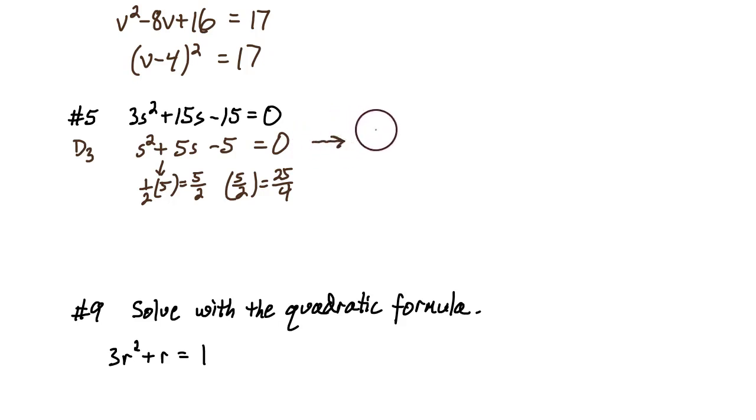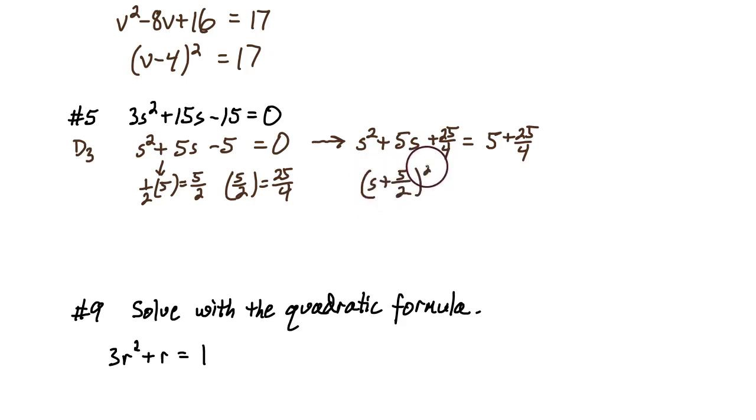So one way to make it easier is to add 5 over to the other side of the equation. And when you add that 5 to move it over there, leave a blank spot here. Now we can simply add in our 25 over 4 and compensate by adding 25 over 4 on the other side. This is our perfect square trinomial, and it factors as s plus 5 halves squared, and that's equal to whatever 5 plus 25 fourths is.